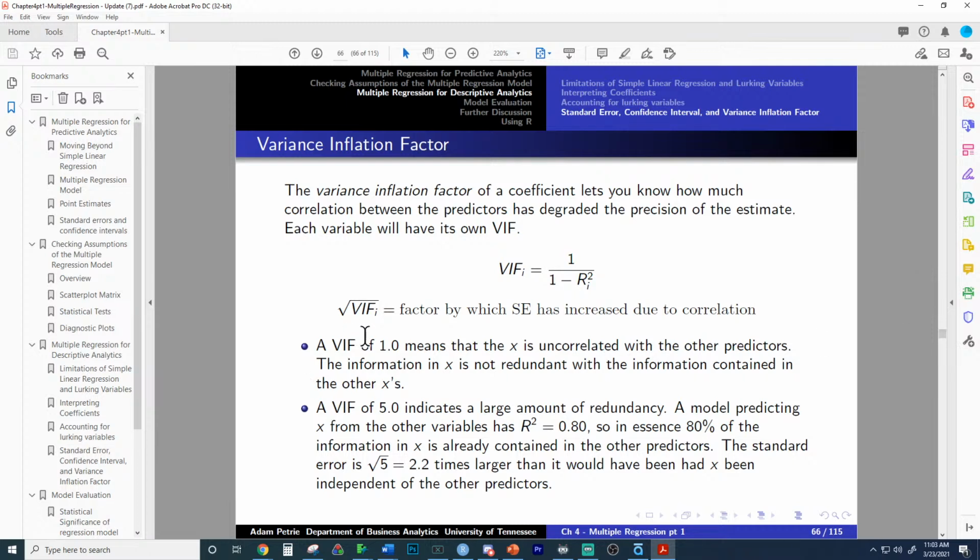If we have a VIF of 1, they're completely independent of each other, completely uncorrelated. And then if we have a VIF of 5, that means 80% of the variation in whatever x we're talking about is explained by the other x's.